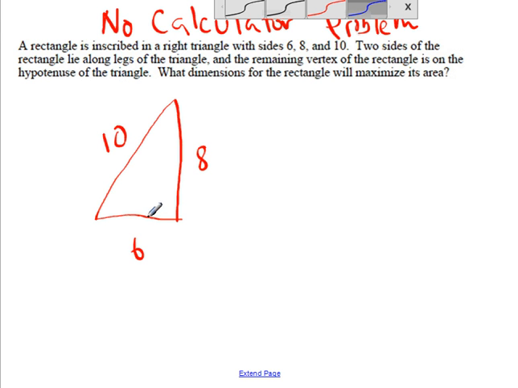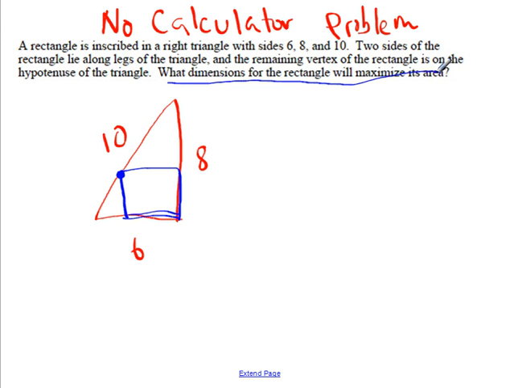So the sides lie along the legs of the triangle. So like this. It shares this side, and then the other vertex is on the hypotenuse of the triangle. Okay, so what do we do here? What dimensions for the rectangle will maximize its area?